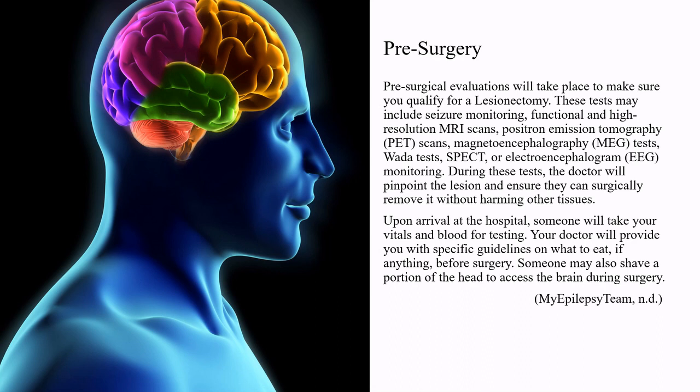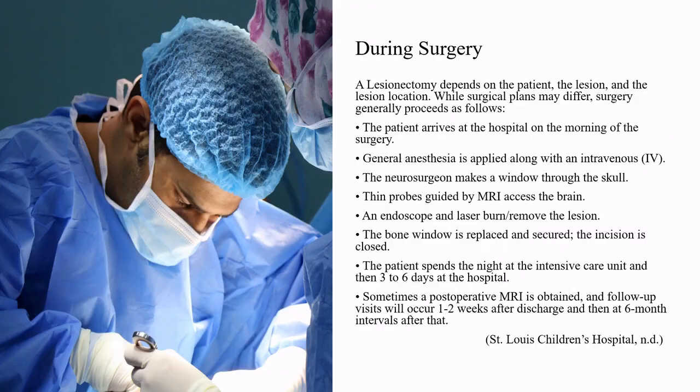Upon arrival at the hospital, someone will take your vitals and blood for testing. Your doctor will provide you with specific guidelines on what to eat, if anything, before surgery. Someone may also shave a portion of the head to access the brain during surgery. A lesionectomy depends on the patient, the lesion, and the lesion location. While surgical plans may differ, surgery generally proceeds as follows.